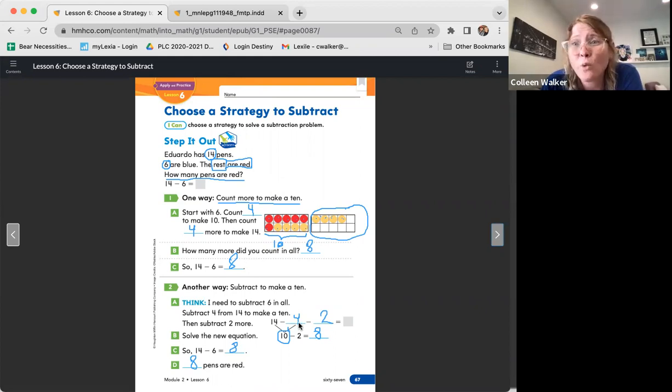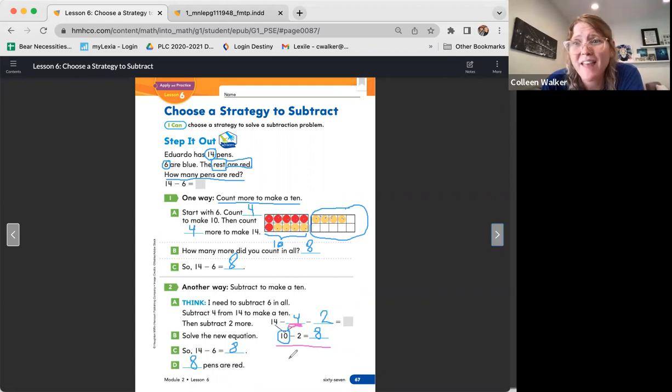But before we can subtract 6, we're trying to make a 10. So we're not trying to take all 6 away yet. That's why we subtracted 4 right here, because we know that that will give us a 10. And then we take this 2 and we brought it right down here. And then we're solving a more simple problem, that's 10 minus 2.